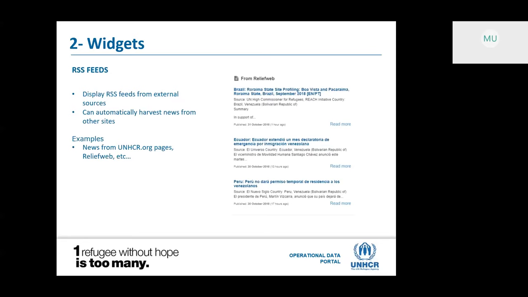RSS feeds, for those who are familiar with the concept, an RSS feed is basically an automatic feed from an external source. One of them is ReliefWeb that basically offers this ability. You can just navigate to a page on ReliefWeb or search with specific filters and then generate an RSS feed from this information, which means that whenever new content appears on ReliefWeb, this information is going to be displayed automatically on the portal as well, thus creating a comprehensive picture of available data and documentation. This is also automatic, so it doesn't require intervention from the portal admin.